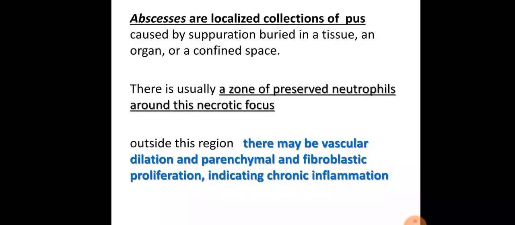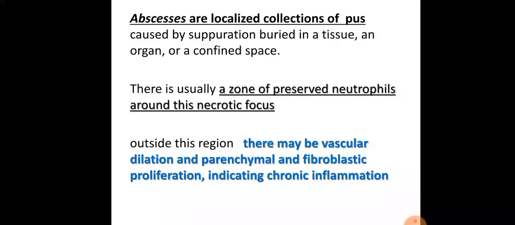There is usually a zone of preserved neutrophils around this necrotic focus. So in the center we have the pus, which consists of dead neutrophils with necrotic tissue, fluid, and debris, surrounded by a preserved layer of neutrophils around this necrotic focus. Outside this region, there may be a vascular dilation and parenchymal fibrotic proliferation, indicating a chronic inflammation.